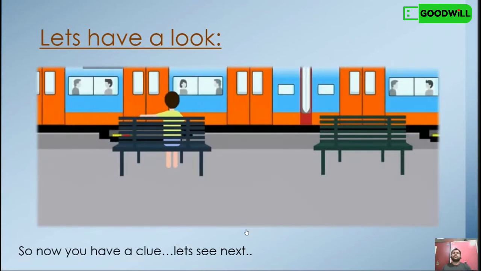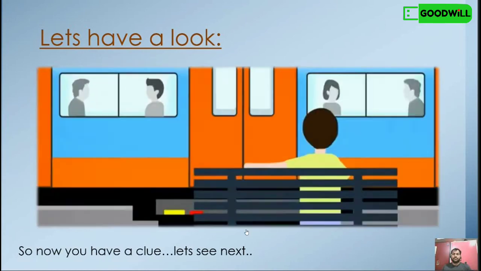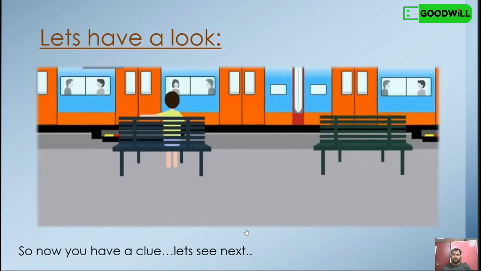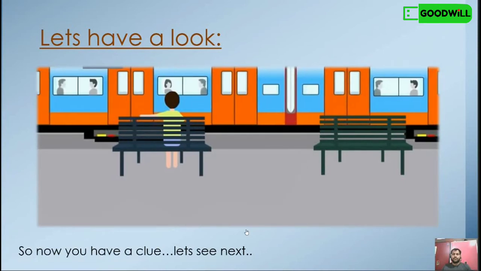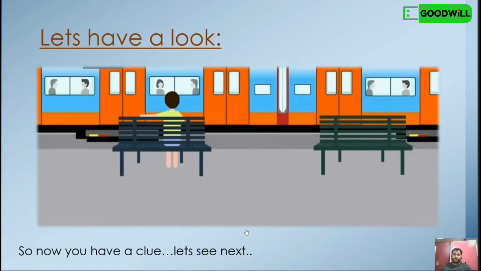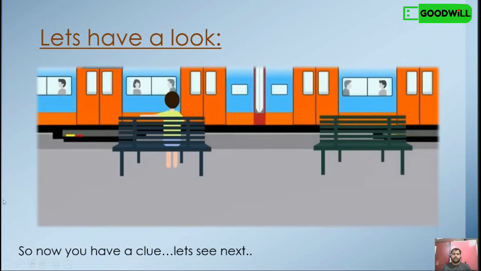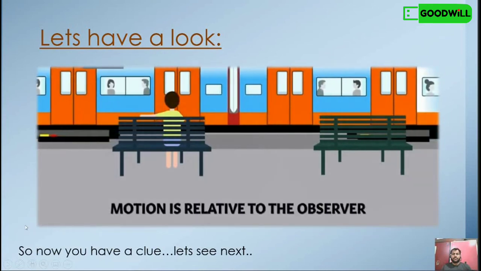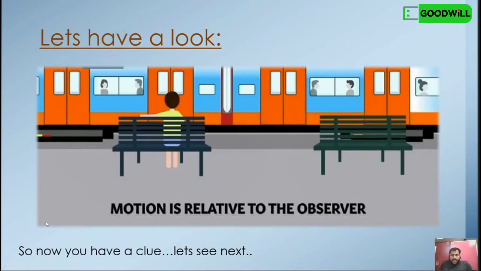But will the people sitting inside the train say the same about the other passengers in the train? For a person sitting inside, the people in the train are not moving. They are at rest. So for the observer at rest on the platform, the people inside the train are moving, but for the person sitting inside, they are at rest. What does this tell us? This means that the motion of any object is relative to the observer. So with this example, this is very much clear.